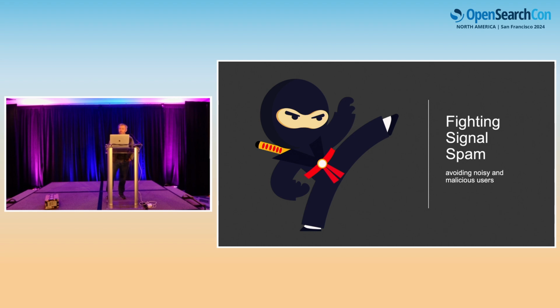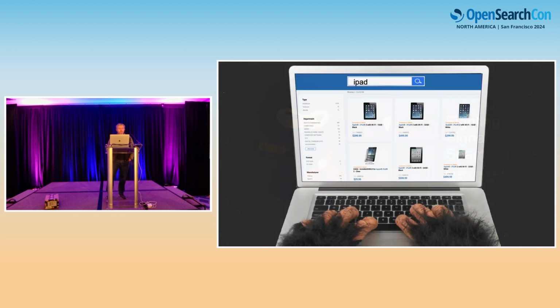Also, signal spam can be an issue. So if people learn that your search engine is using signal boosting, and they want to mess with your search engine, they can do that very easily. So for example, if this individual is going to search for iPad, they might determine that the iPad they want looks like this last document in the results. So they might click it a whole bunch of times. I don't know, maybe they click it 5,000, 10,000 times. And all of a sudden, the next person that comes to your search engine, this is the top result for iPad.